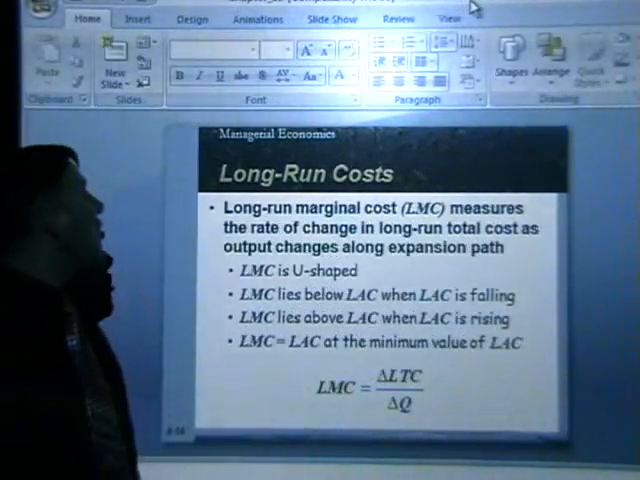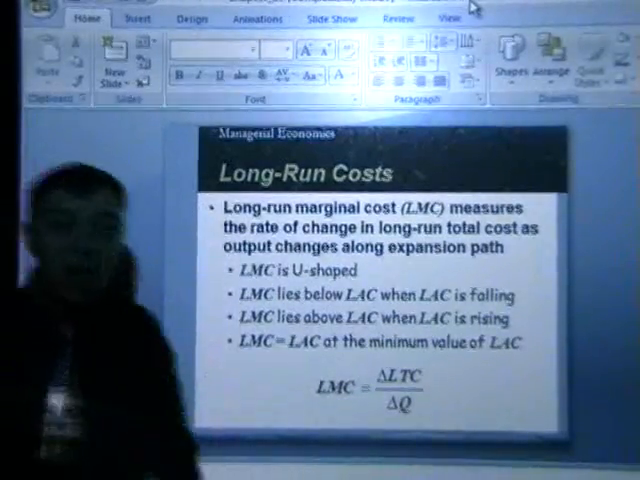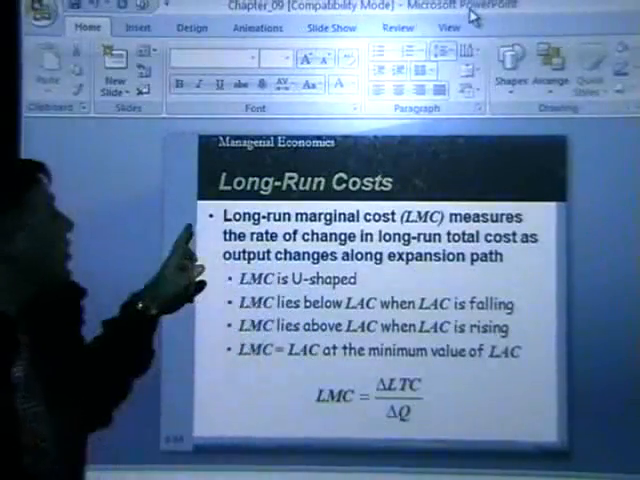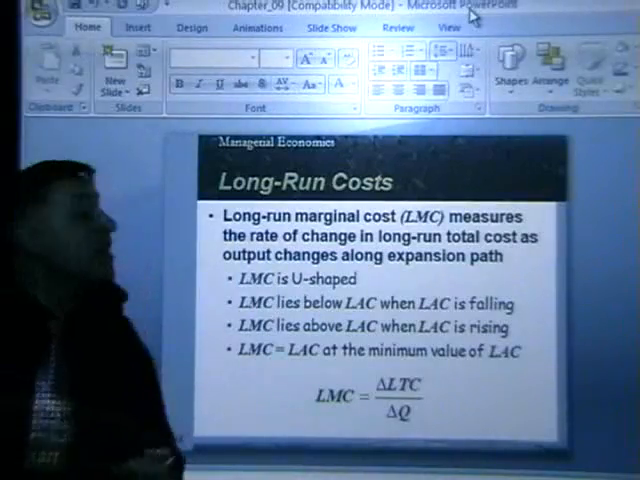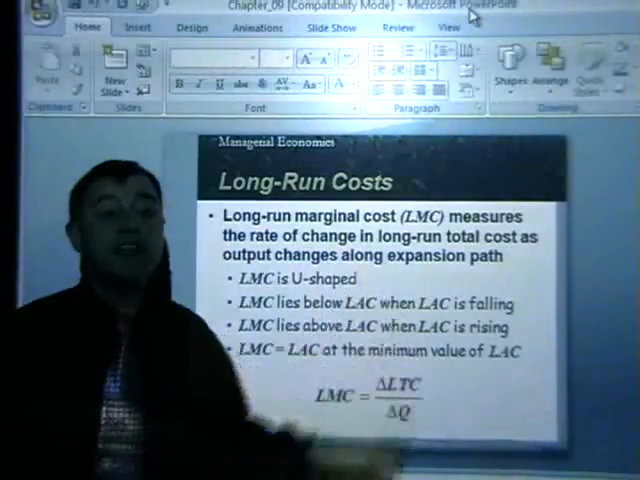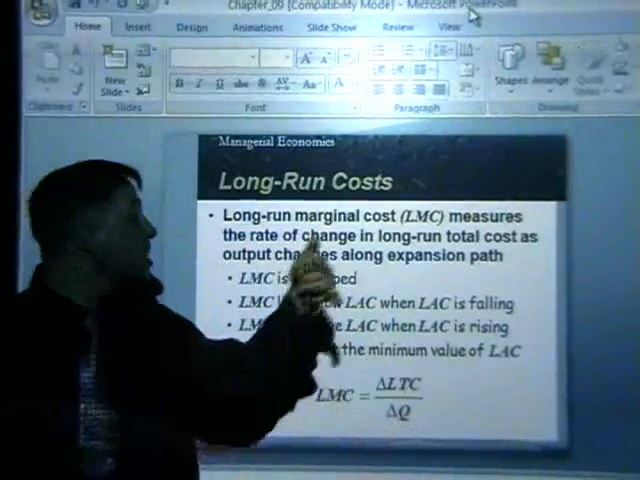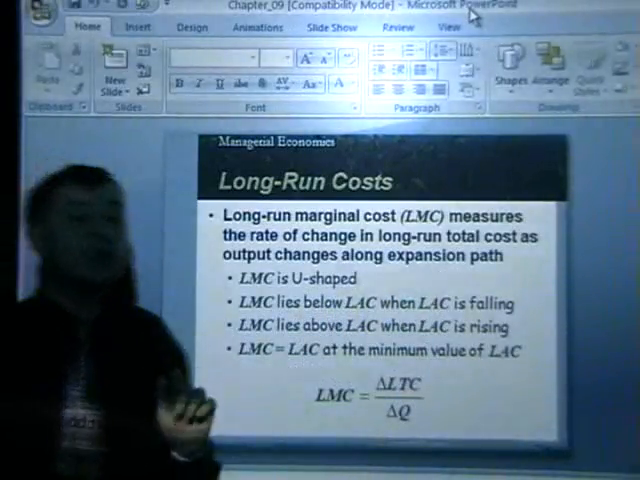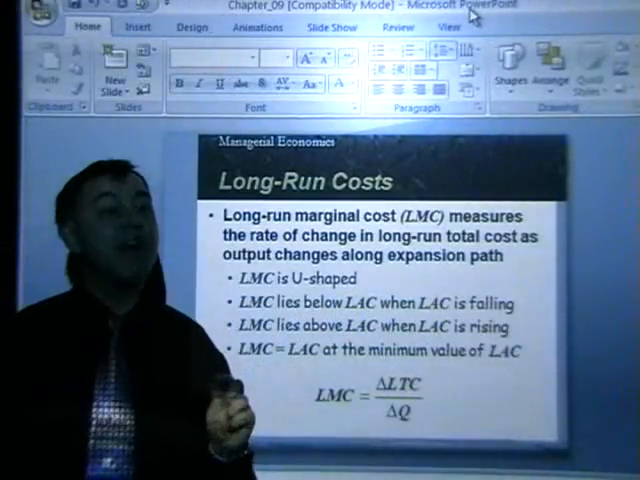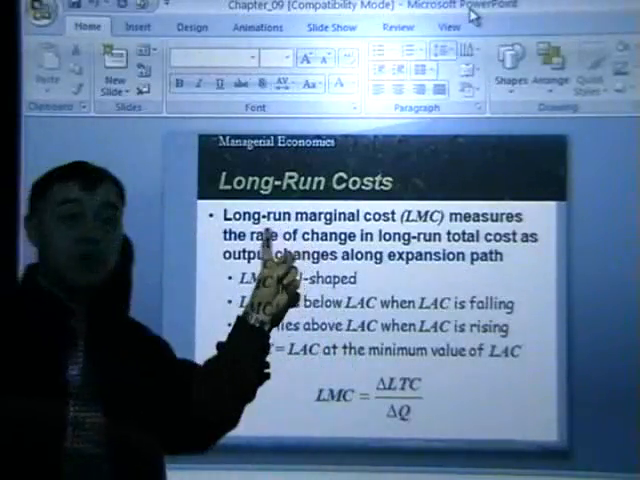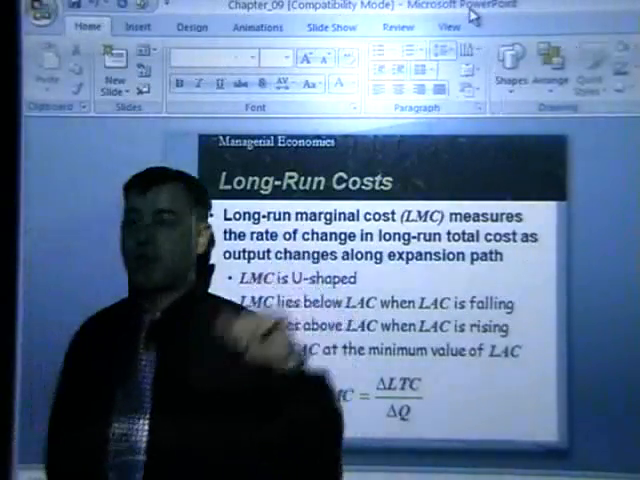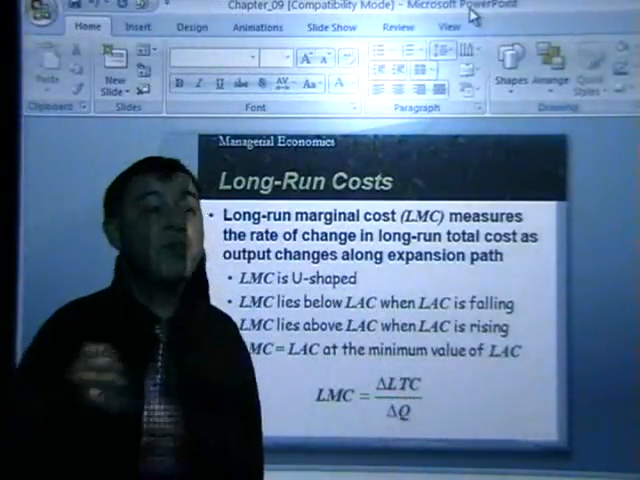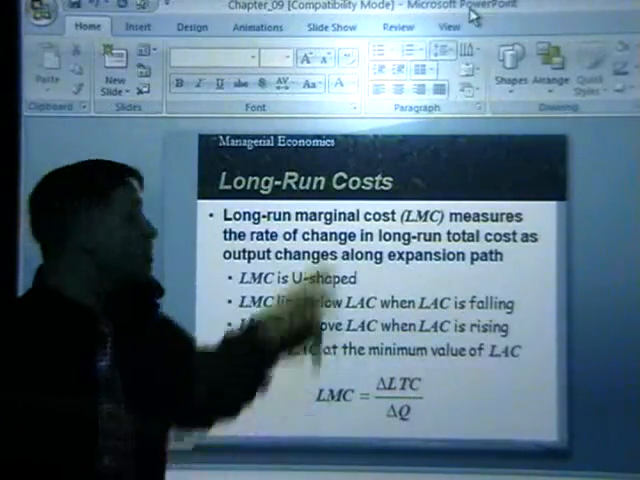Okay, because I'm distracted. All right, so long-run marginal cost. A little while ago, I was talking about long-run average cost. Now we're talking about long-run marginal cost. It measures simply the increase in cost when you move along the expansion path. In other words, when you want to increase the output by one more unit, what's going to be the extra cost? For example, if Saudi Aramco wants to produce one more barrel of oil, what's going to be its extra cost?